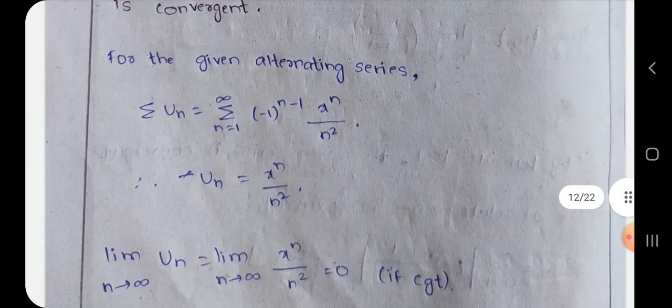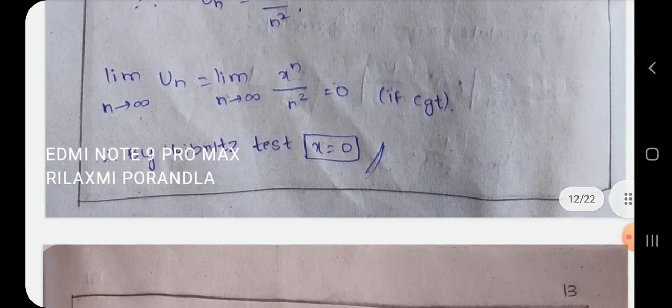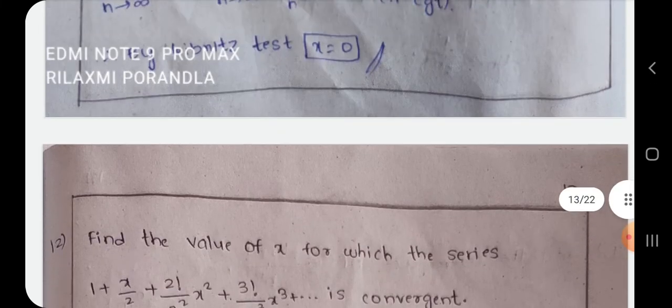For the 11th problem of alternating series, so on applying Leibniz test you are getting the total equal to 0. That means you are not getting any x term. So for all the values of x, the given series is convergent.